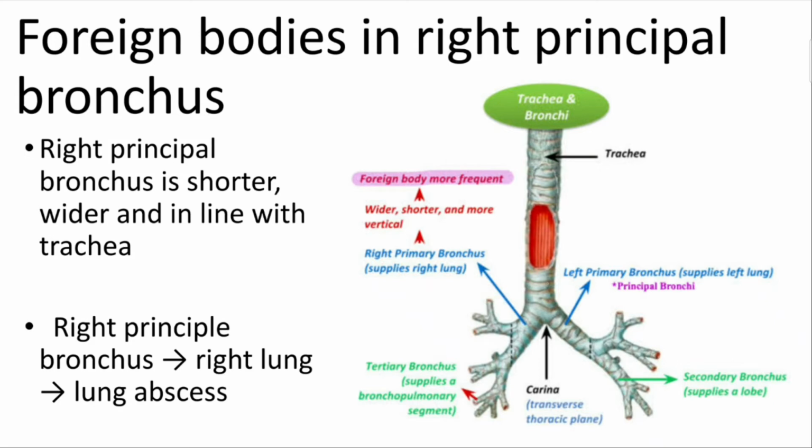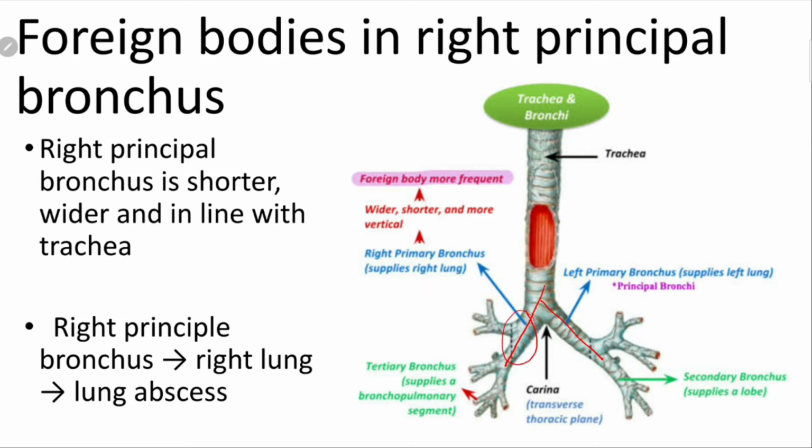Next, we are seeing the internal structure of lung, that is your bronchi or bronchioles. First, we will see the foreign body in the right principal bronchus, the aspiration of this foreign body into it. The inhaled foreign body usually enters the right principal bronchus because it is shorter, wider and in line with trachea. So here you can see this is quite in line with trachea as compared to this.